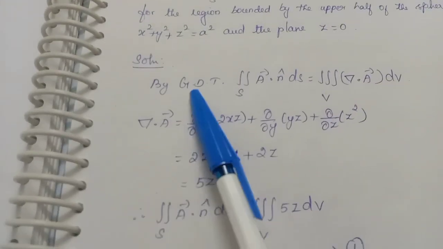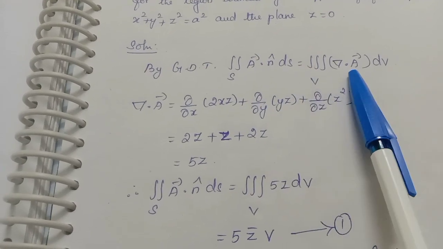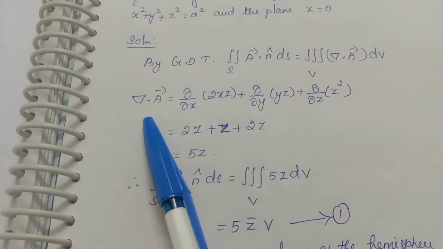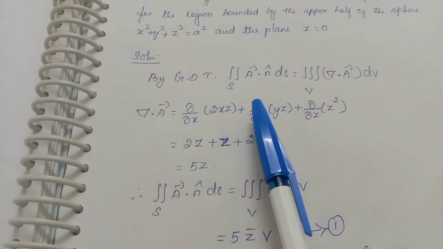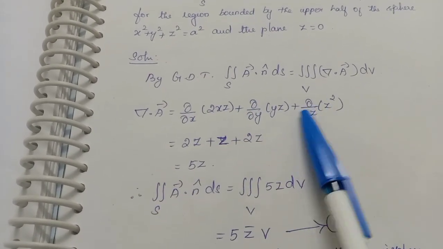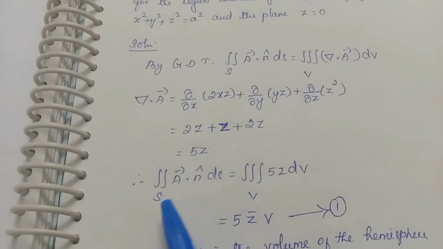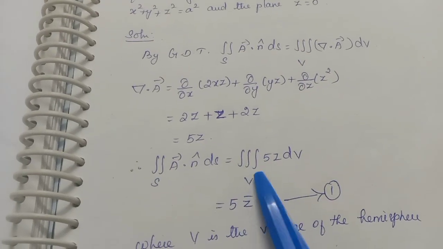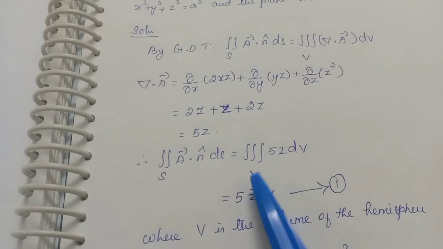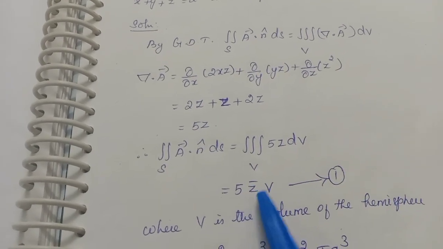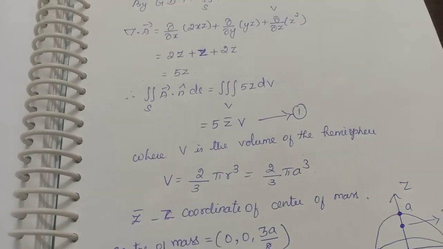As usual, by divergence theorem, the required integral is equal to triple integral of del dot A dV. Del dot A, the divergence, is nothing but differentiation of the i component with respect to x plus differentiation of the j component with respect to y plus differentiation of the k component with respect to z. So we get it as 5z. Now substitute it here: triple integral over V of 5z dV. So 5 into this integral is nothing but z bar V. What is this z bar? The z coordinate of the center of mass, and V is the volume of the hemisphere.